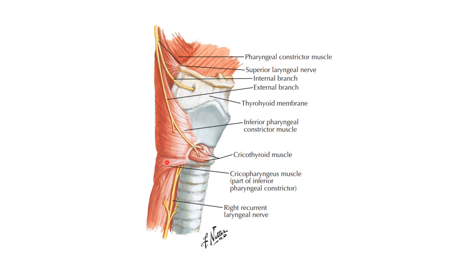Next, you have the cricopharyngeus muscle, which is your inferior pharyngeal constrictor, and it is in close association with the cricoid, as well as the recurrent laryngeal nerve, which supplies all the rest of the muscles of the larynx.